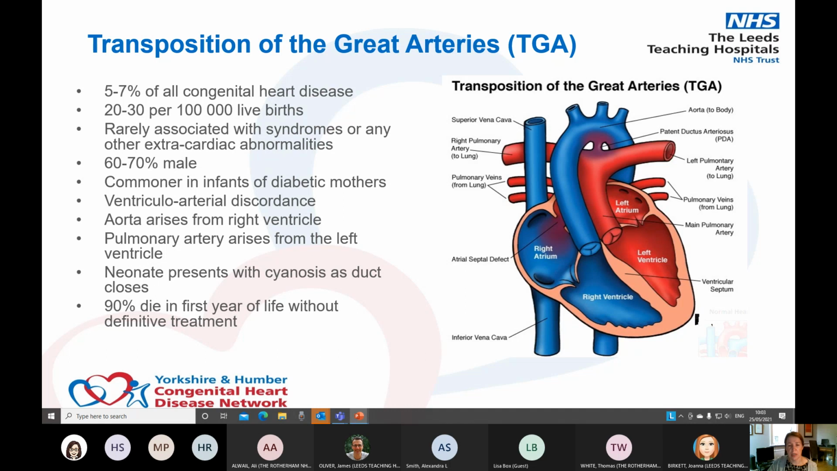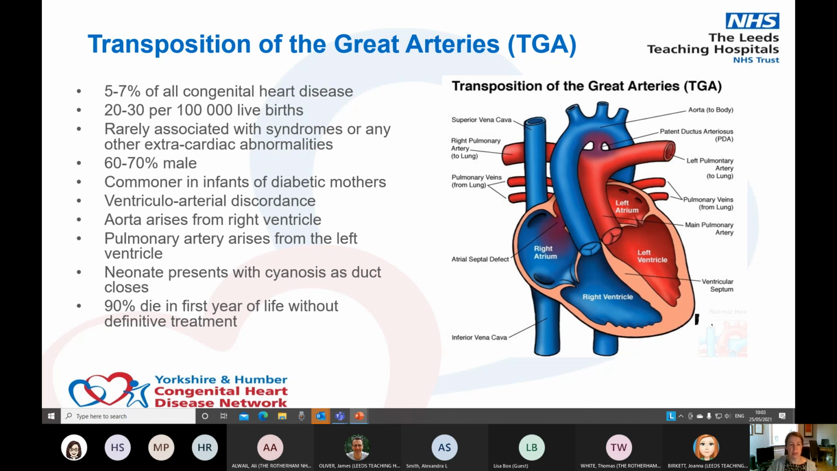It's rarely associated with any syndromes or any other extracardiac abnormalities. So transposition is usually the only thing that's wrong with them. And there is a male preponderance. And these babies are born, and they're kind of renowned for being big, healthy, chunky babies. So they don't have any in utero issues at all. So they're always nicely grown, and they look nice and chubby when they're born.